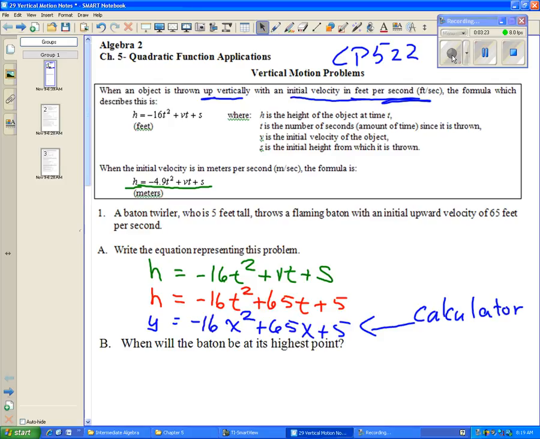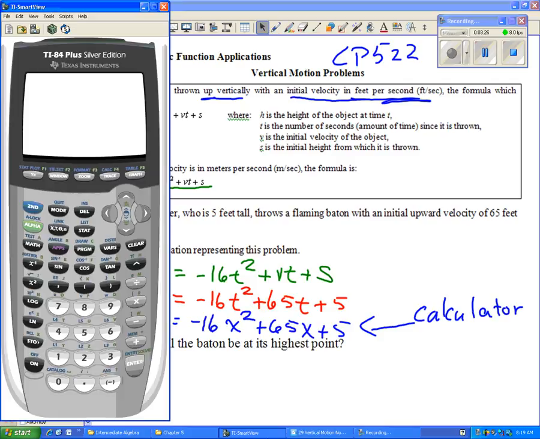So let's pull up my calculator and let's look at that, since we will be using our calculator. I'm going to go to y equals, and I'm going to plug in y1 negative, not minus, but negative 16x squared plus 65x plus 5. So there's my equation in the calculator. I want to think about what I want this to look like. You know, I start at 5 feet. I'm going to go up high.